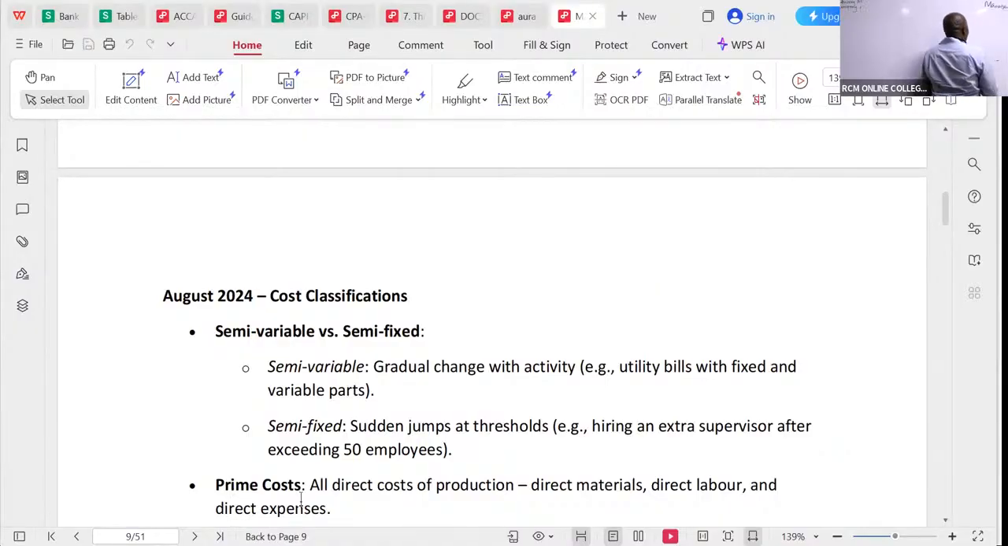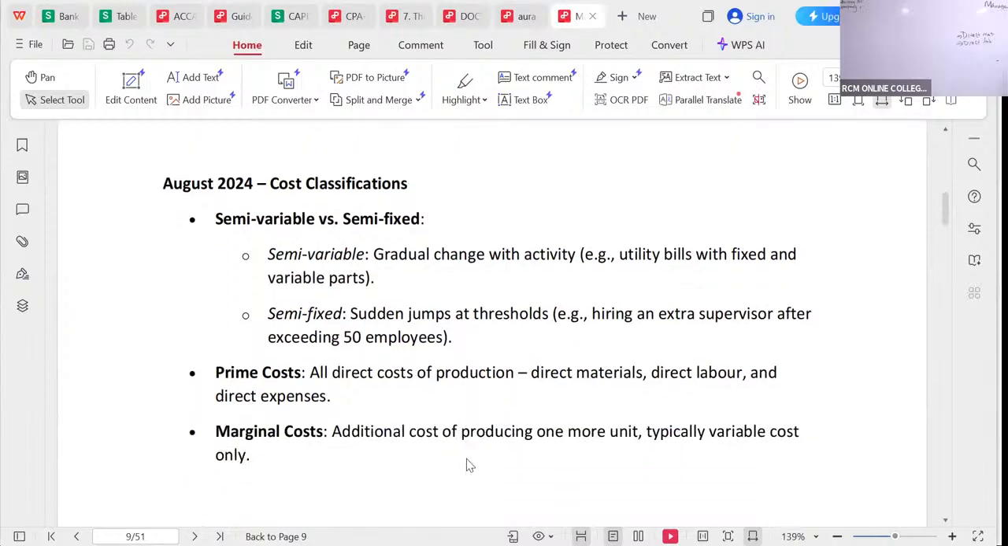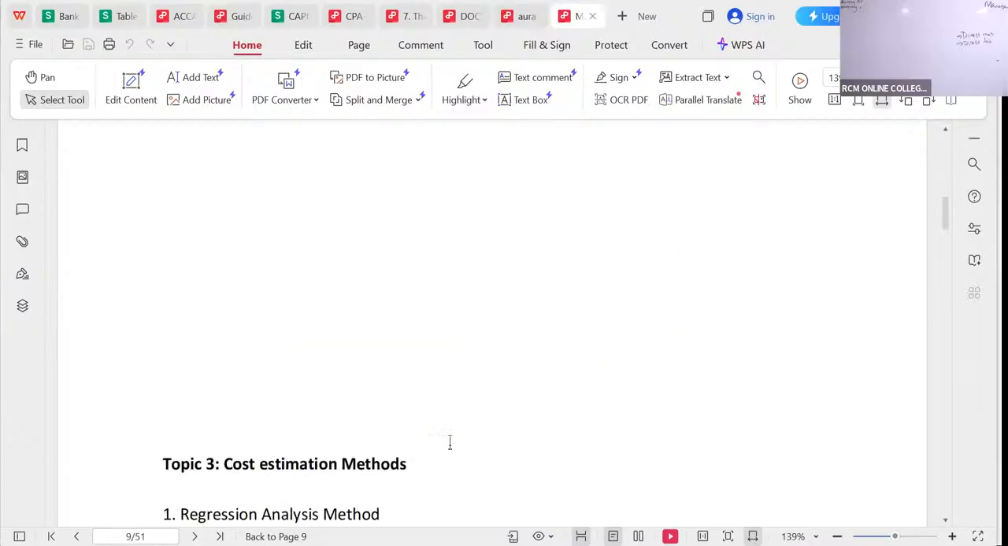So what is prime cost? Direct materials. The other one is direct labor. Anything that is direct, even if they say direct overhead, still that will be a prime cost. So prime costs are all direct costs of production: direct materials, direct labor, and direct expense. Then we have marginal cost, and I define this for you: the additional cost of producing one more unit.